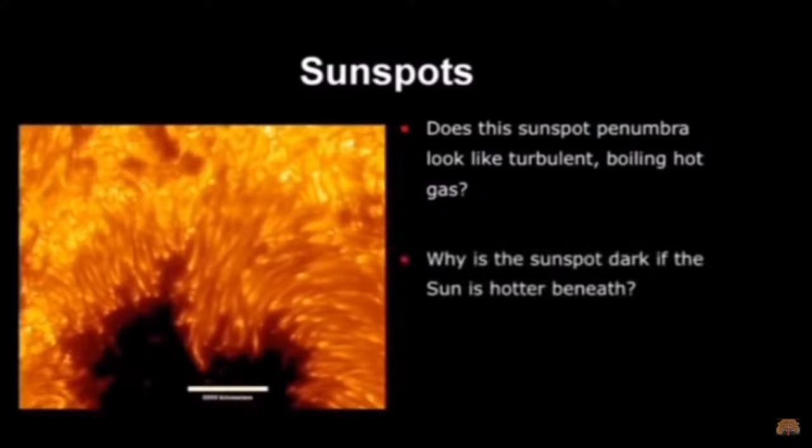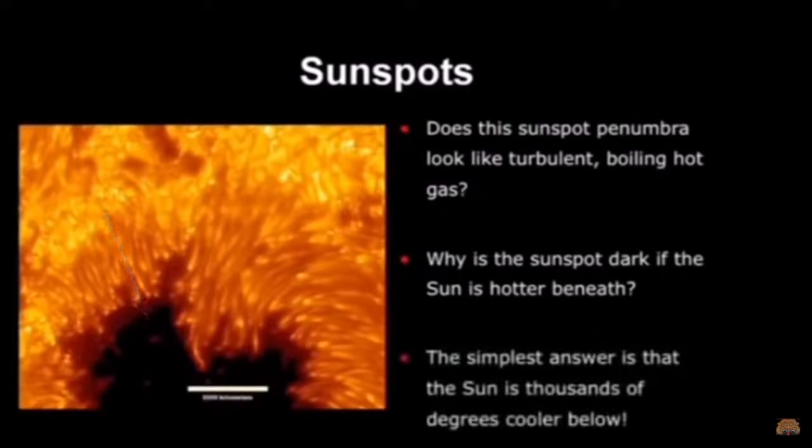It should be blindingly bright because we're trying to get that 15 million degrees energy out through this hole which is looking deeper into the ionosphere of the sun. The simplest answer is that the sun is thousands of degrees cooler below. And remember I said stars are formed with cool cores? They're not formed with hot cores. They could never have any nuclear reactions in their core under those conditions.